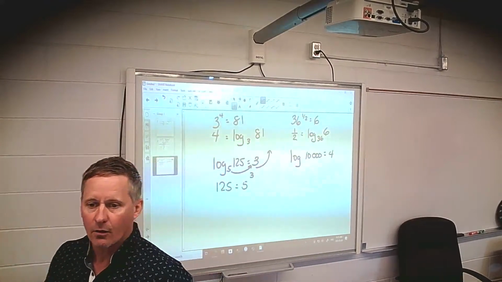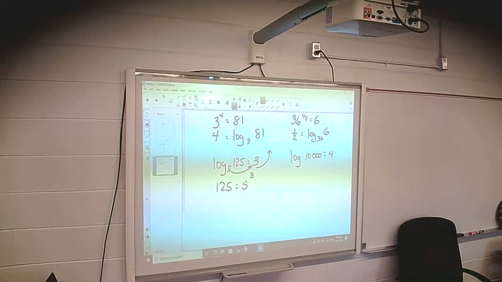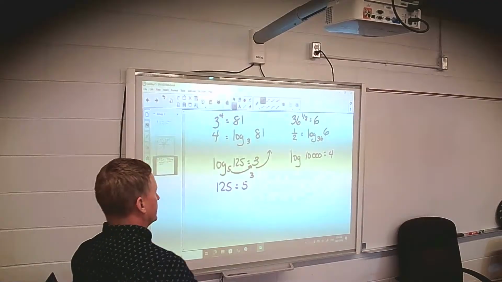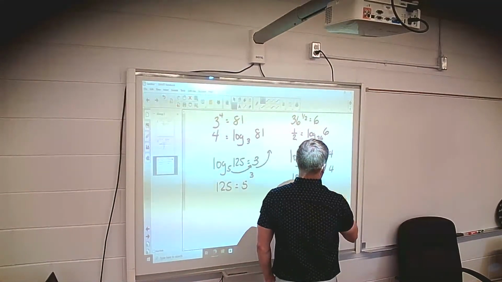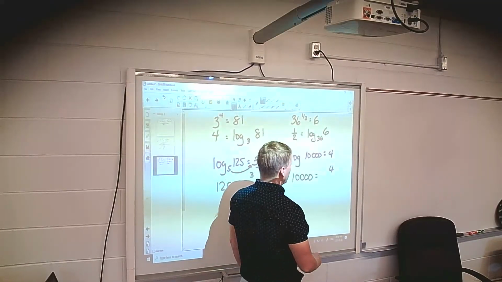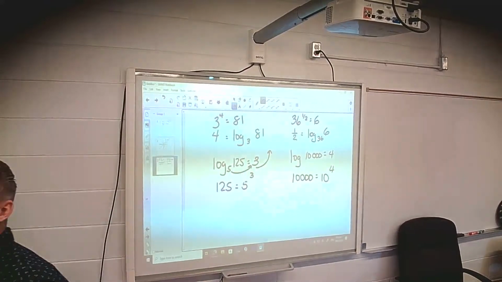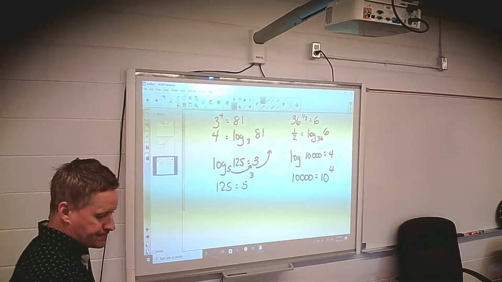If the base is not written in there, what is the base value? Now I want you to think about this. I have 10,000 is equal to something to the fourth. Has to be 10. If it's not written in there, it is base 10. Log base 10. Okay?